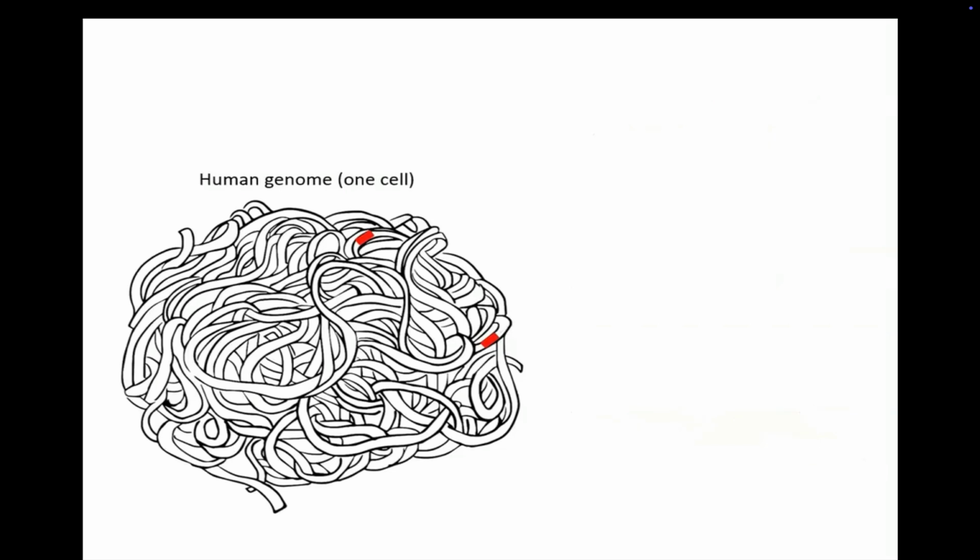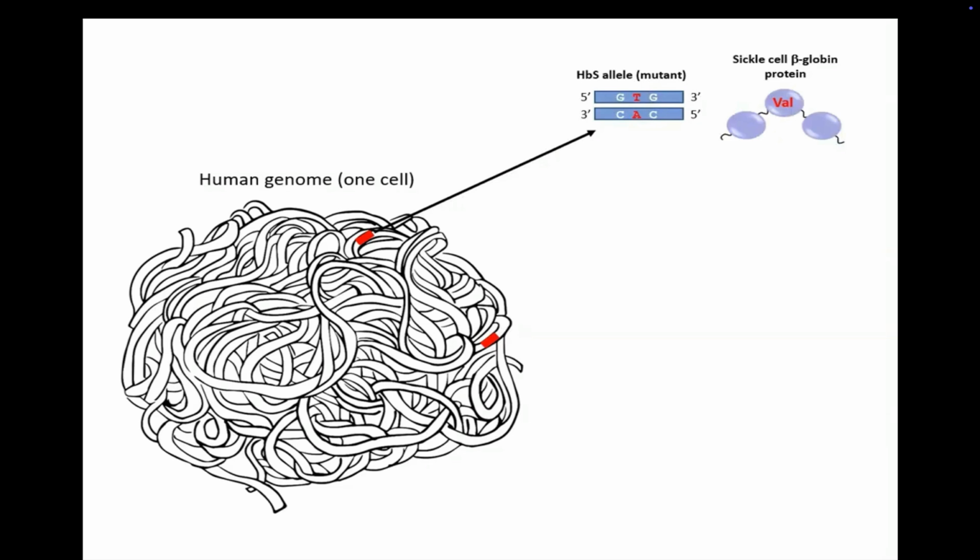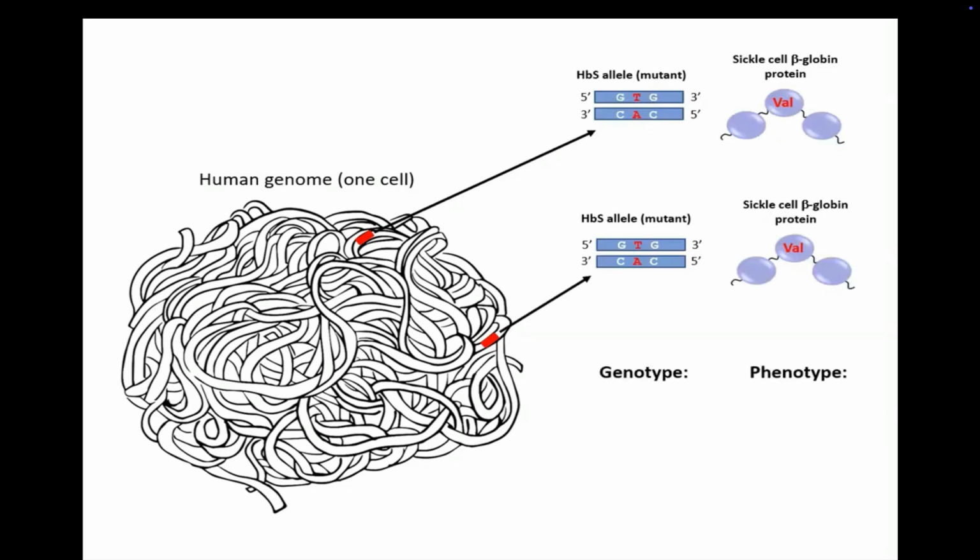A person could also have two mutant HBS alleles in their cells, so they would make entirely the sickle cell version of the beta globin protein. Their genotype would be homozygous for HBS, so HBS, HBS. And their phenotype would be sickle cell disease, the severe form of the disease where blood flow gets blocked to major organs in sickle cell crisis.